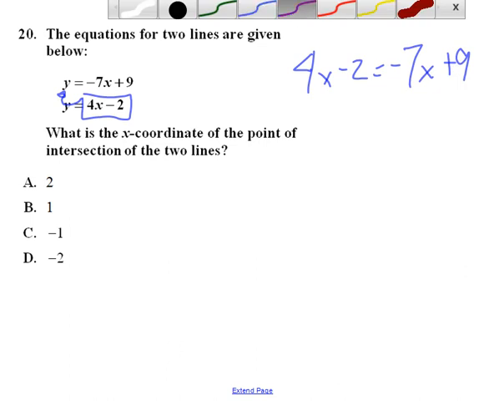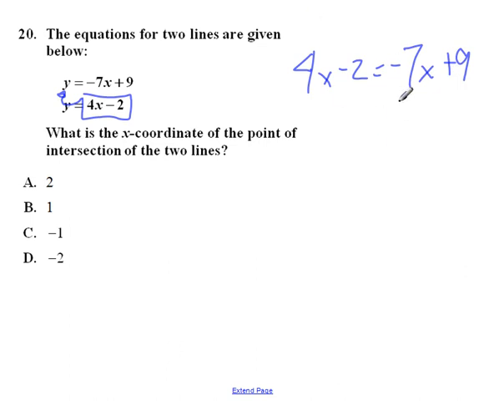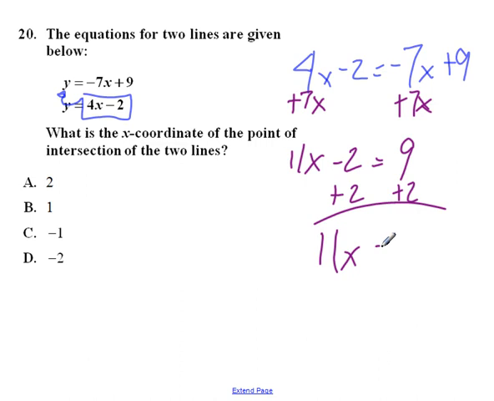So we're going to run through all of our solving steps. We want x to be together, and it's always easier to move the x that is positive, or the negative x, because it will keep things positive. That gives me 11x over here minus 2 equals 9. Add my 2 to both sides, so I get 11x equals 11, which means x equals 1. And you always want to make sure that the variable you just solved for is the one that they want.